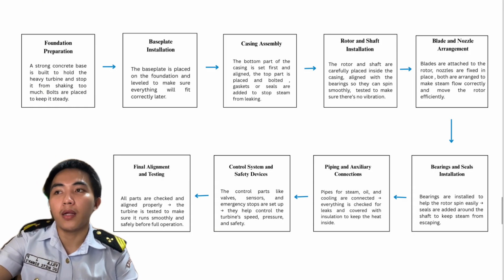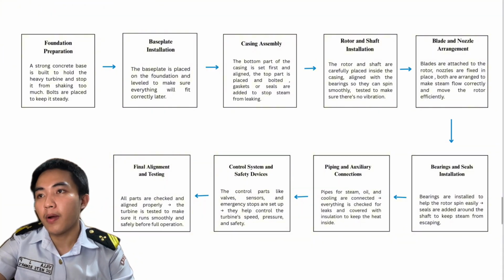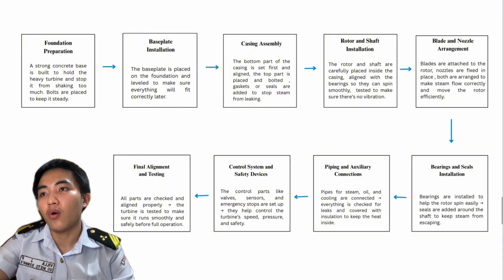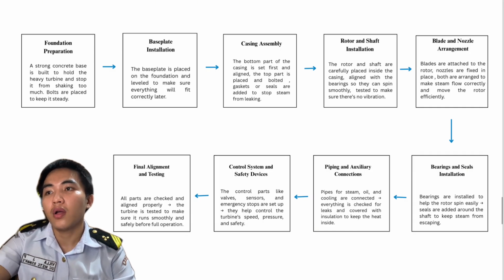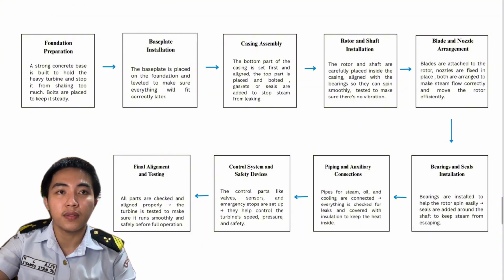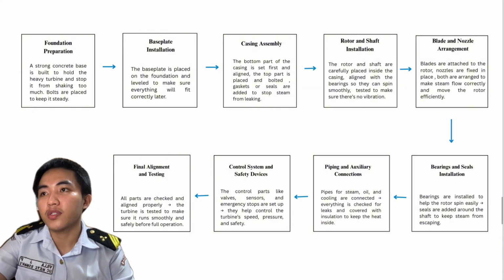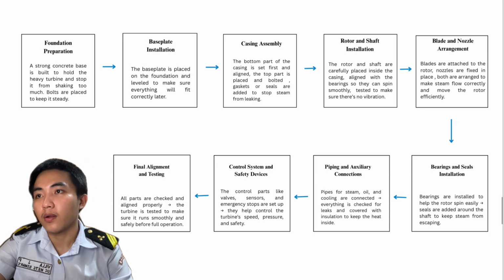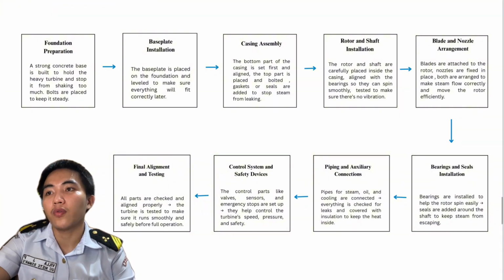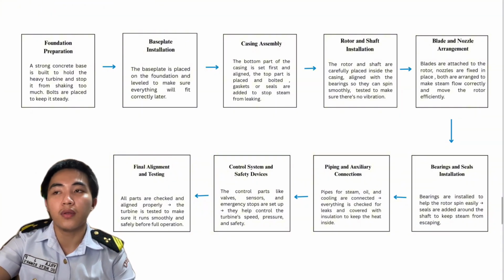So piping and auxiliary connections. Pipes for steam, oil, and cooling are connected. Everything is checked for leaks and covered with insulation to keep the heat inside. Control system and safety devices. The control parts like valves, sensors, and emergency stops are set up. They help control the turbine's speed, pressure, and safety.